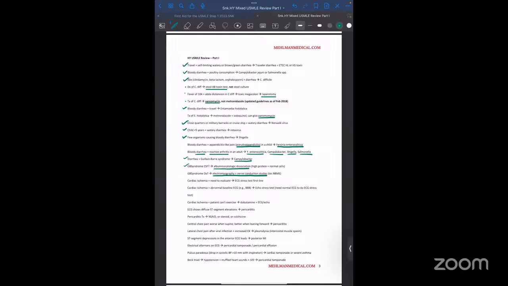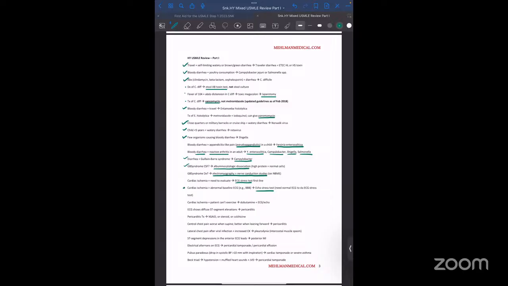Cardiac ischemia plus need to evaluate, ECG stress test is first line. Cardiac ischemia plus abnormal baseline ECG: if they've given us the ECG and it's abnormal, then next step will be echo stress test. Need a normal ECG to do ECG stress test.